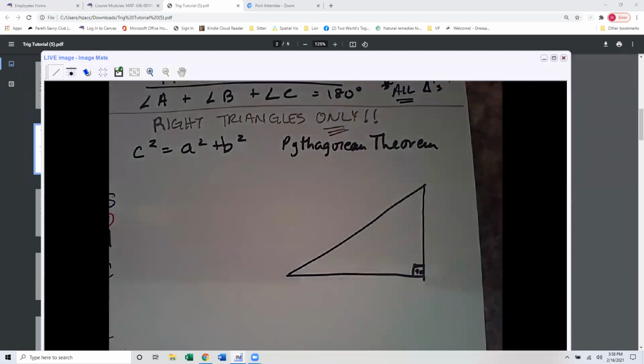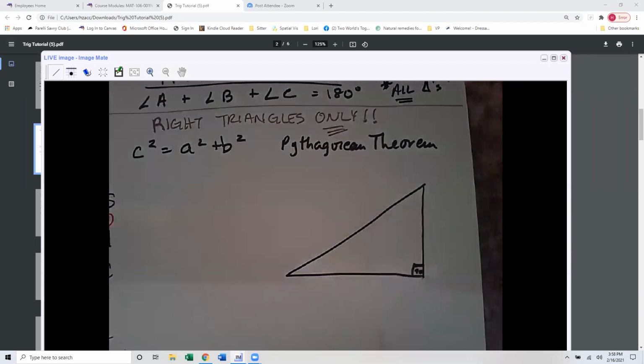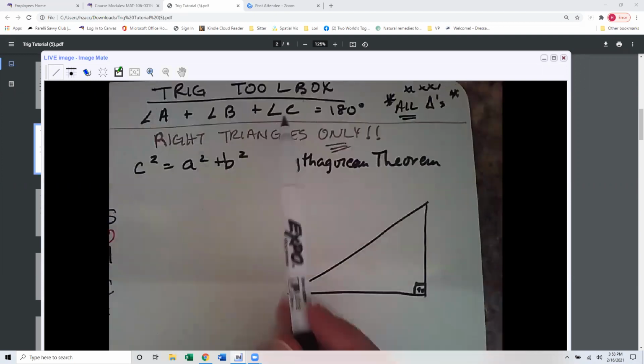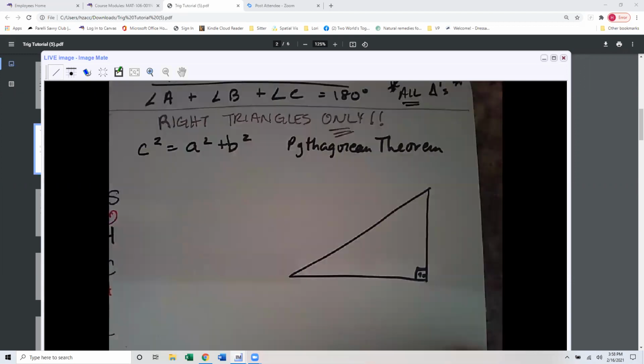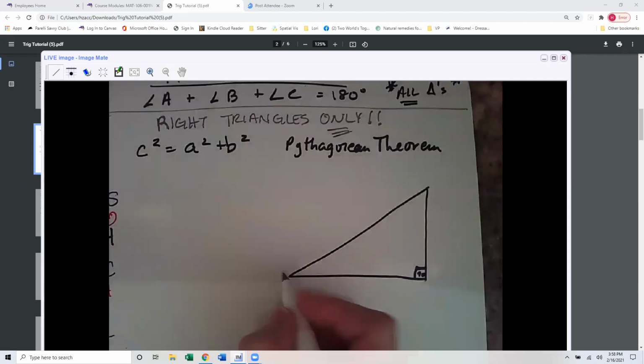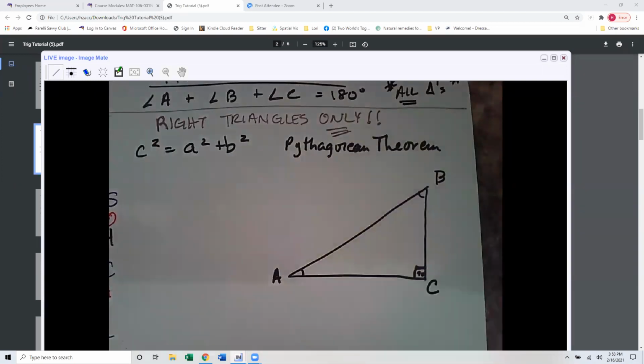So we're going to label this triangle with the ABCs that we used to define the 180-degree rule, and also to define the Pythagorean theorem. So we're going to go ahead and put some labels on here. This is going to be my angle A out here, so that's referring to this angle here. My angle B is going to be up here, and angle C is always going to refer to my 90.